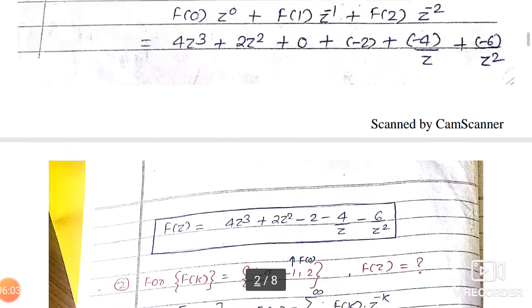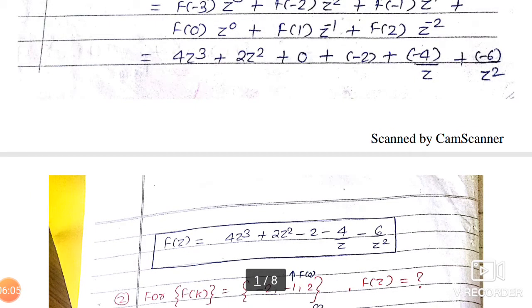So if you simplify this, f of z is nothing but 4z cube plus 2z square minus 2 minus 4 by z minus 6 by z square. So here f of z is nothing but what? The Z transform of the given sequence. So using this Z transform, we are getting the value of f of z as 4z cube plus 2z square minus 2 minus 4 by z minus 6 by z square.